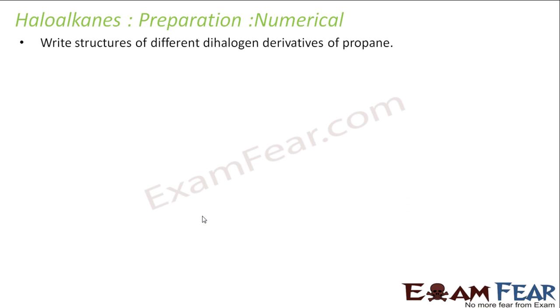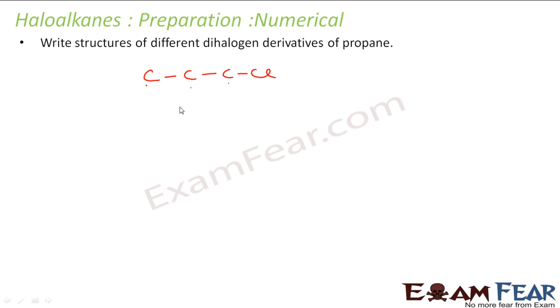Write the structure of different dihalogen derivatives of propane. So we have the normal propane. Now in this I have to add chlorines. What are the possible ways? One possible way is I can add one chlorine here, and let's suppose I have added one chlorine here. The other chlorine I can add on the same carbon, or I can add it on this carbon, or I can add it here.